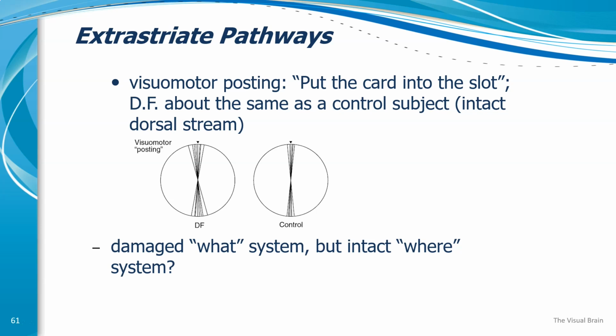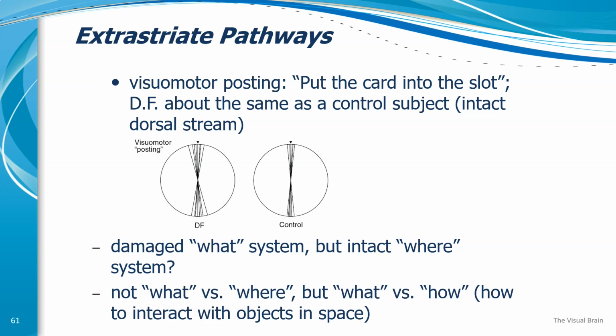Now, some people have a bit of an issue with the term where. It seems very passive, like, oh, I know where that is. So some people have proposed that instead of calling it where, we should call it the how pathway. This is really its role and its function. It helps us to interact with the world. We know how to place the card in the slot. It is visually guided action.